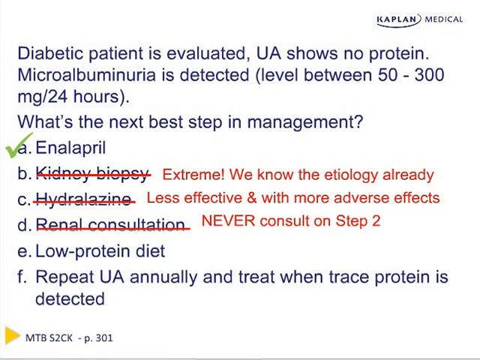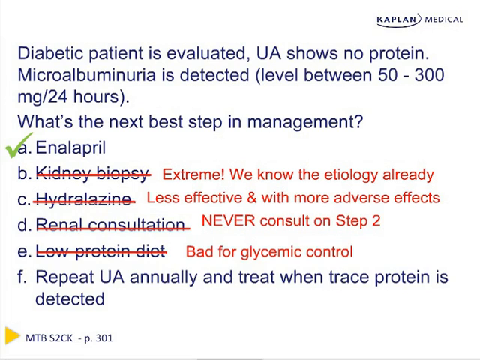E, low protein diet. Actually, decreasing the protein in the diet isn't going to decrease the amount of protein lost in the urine. Plus, if you are telling your patient to cut back on protein, they're probably going to replace that protein with carbohydrates. And remember, in addition to ACE inhibitors, the key to preventing progression to diabetic kidney disease is glycemic control. And a high-carb, low-protein diet is going to be bad for glycemic control.